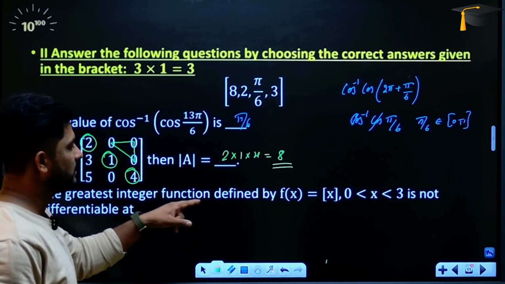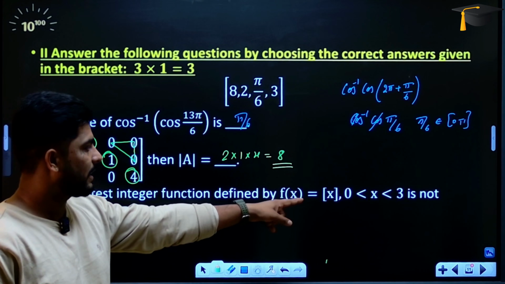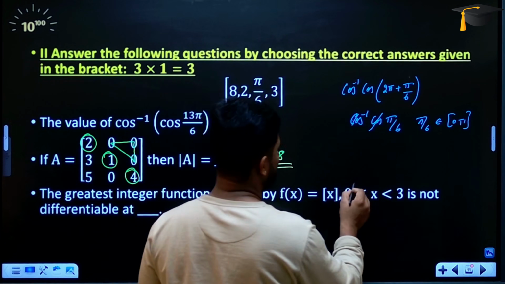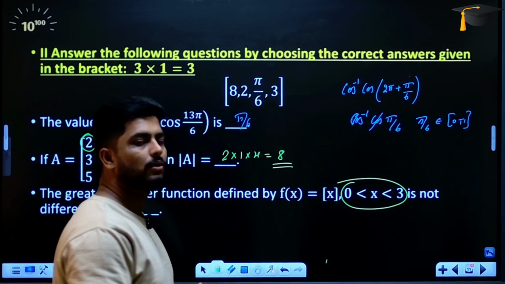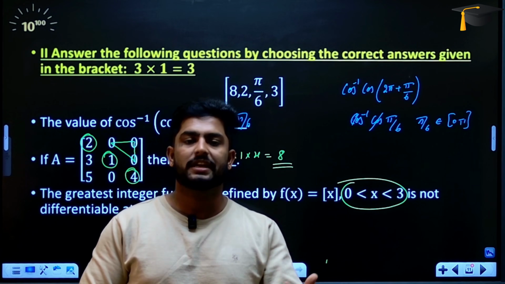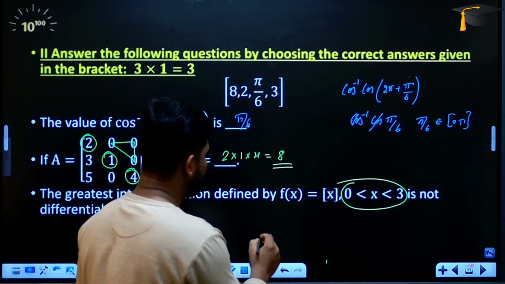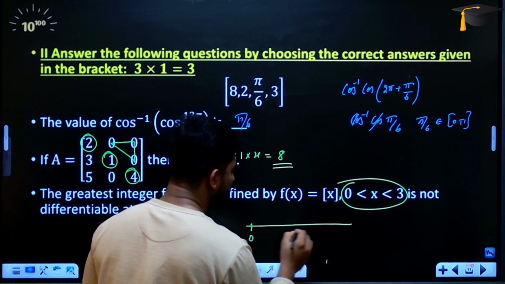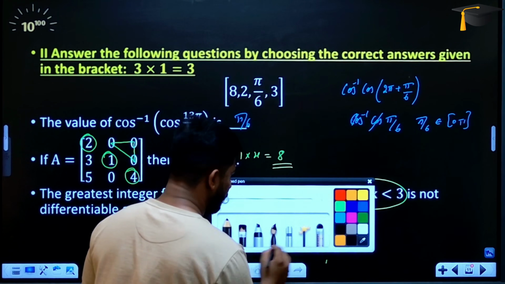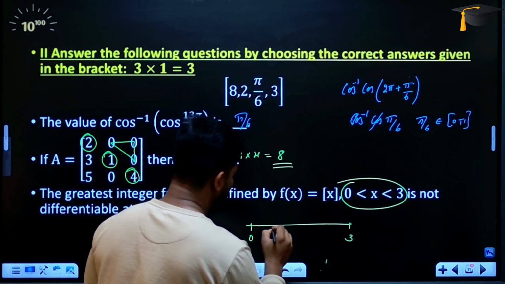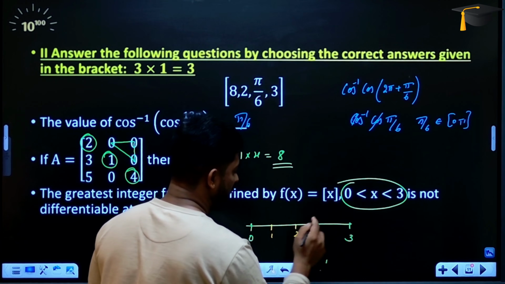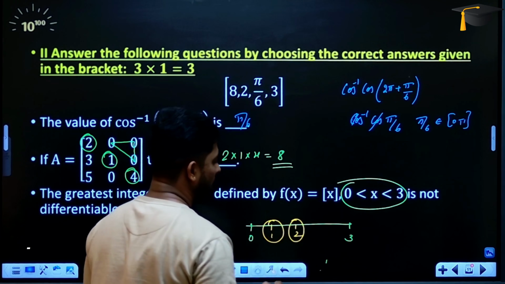Okay, next, the greatest integer function defined by square bracket x is in between 0 to 3 is not differentiable. So you know that the greatest integer function is discontinuous at its integral points, right? So in between 0 to 3, 0 is here, 3 is here. So how many points do we have in between them? It is 1, 2 and 3.